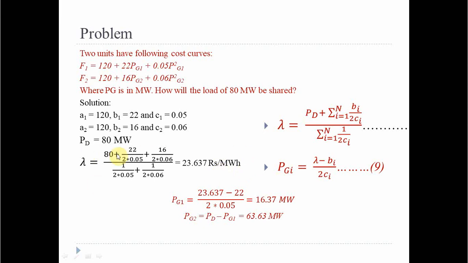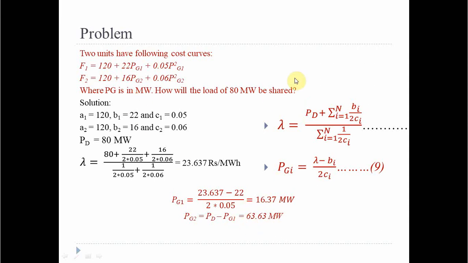So once you get this lambda value, then you can calculate PG1 using this particular expression, that is lambda minus Bi divided by 2Ci. You substitute the value of lambda and the B and C values, and you will get PG1. PG2 can again be calculated using the similar expression, or you can also use the relation that PG1 plus PG2 will be equal to the power demand. So PG2 can be calculated by 80 minus 16.37 megawatt. So you will get 63.63 megawatt.